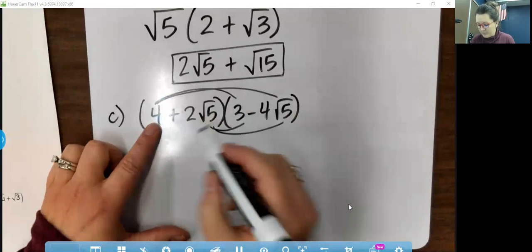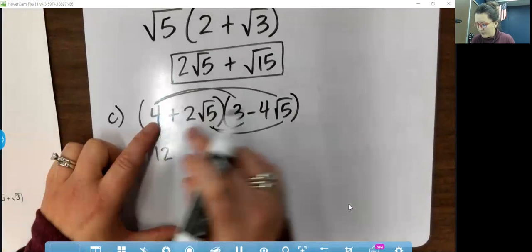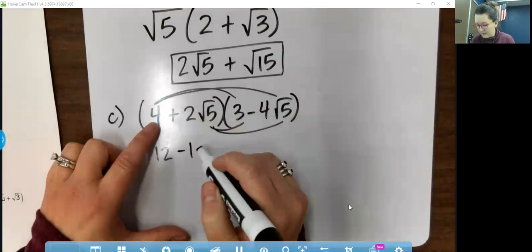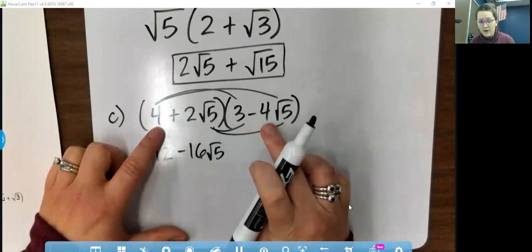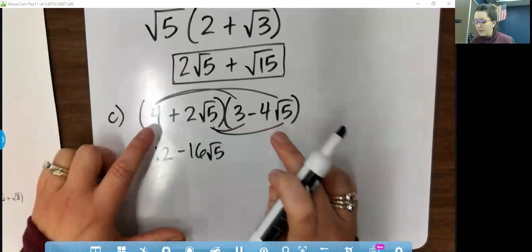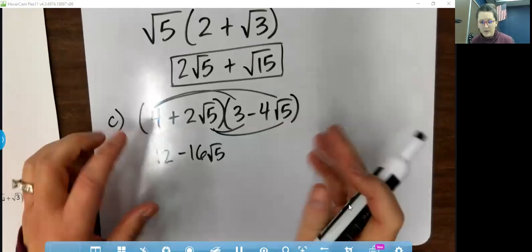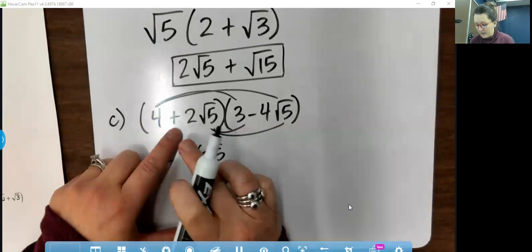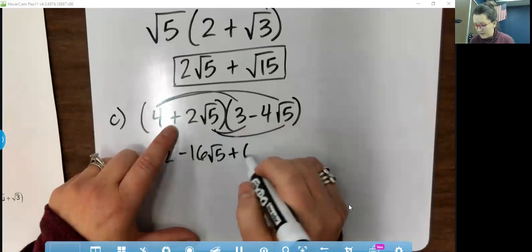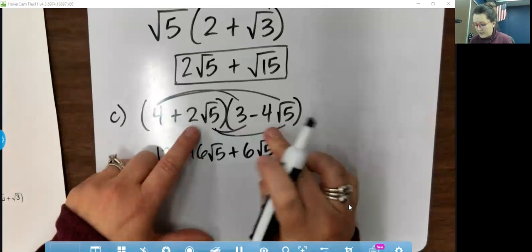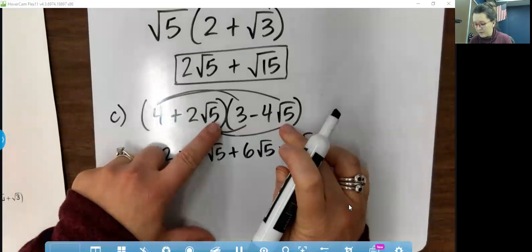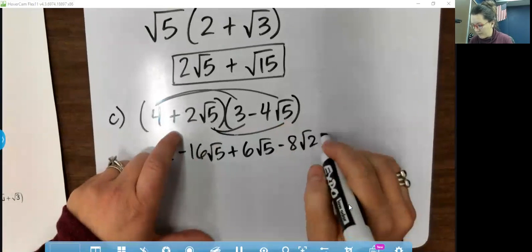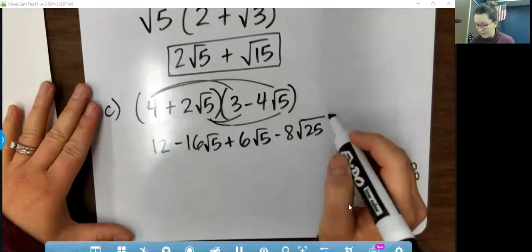So I have 4 times 3 is 12. 4 times negative 4 is negative 16 root 5. So notice when they're not in the radical, I can multiply. When they're inside the radical, I can multiply, but not intermixing. All right, then 2 and 3 is 6 root 5, and 2 and negative 4 is negative 8 root. Multiply those together, 25, or 5 squared, however you want to write it.